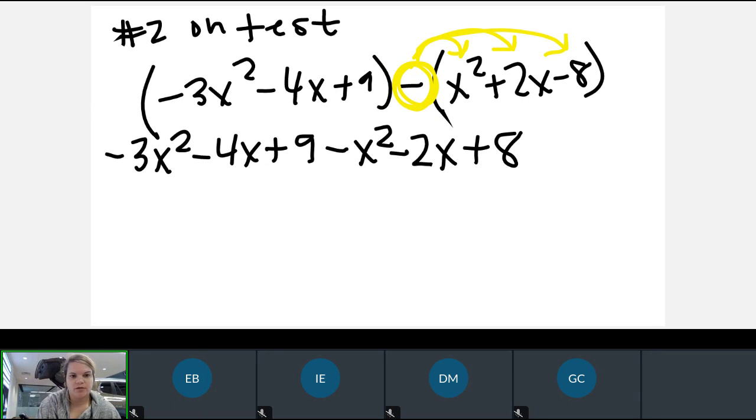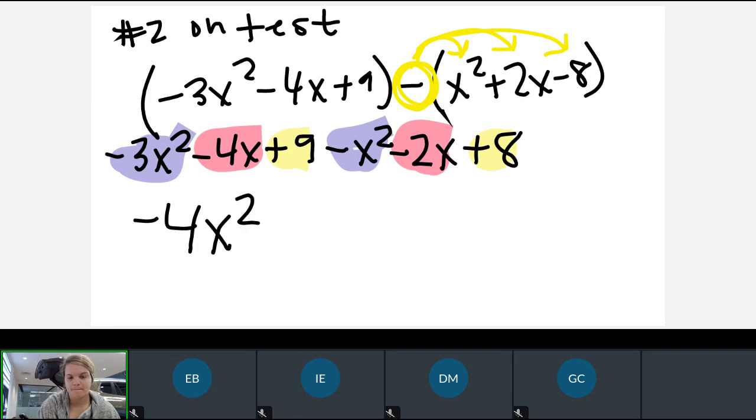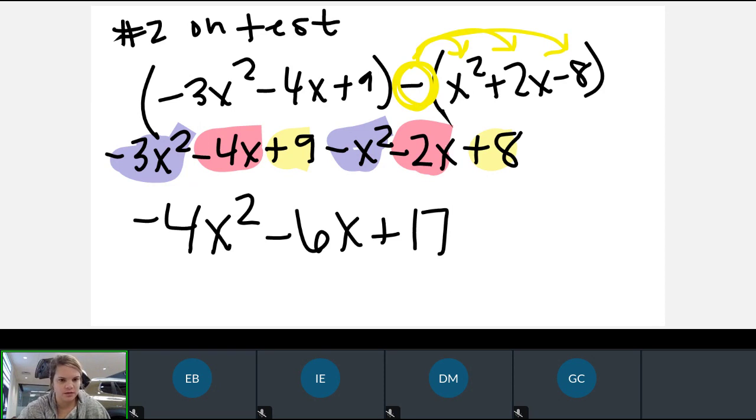All right, so then my like terms here are going to be to combine negative 3x squared minus x squared. When I say combine, I just mean to add or subtract. So you just check and see what your sign says to do. 9 and 8. Okay. So if Caitlin, it is recorded. Negative 3 minus 1. Okay, so that's negative 3 plus negative 1. So that would be negative 4x squared. Then I've got negative 4x minus 2x, or negative 4 plus negative 2. So that would be negative 6x, and then plus 17. Does that help you out a little bit, Erica?